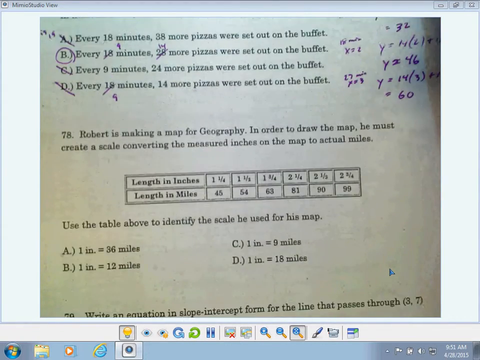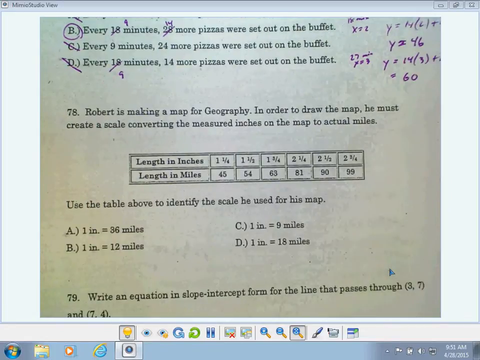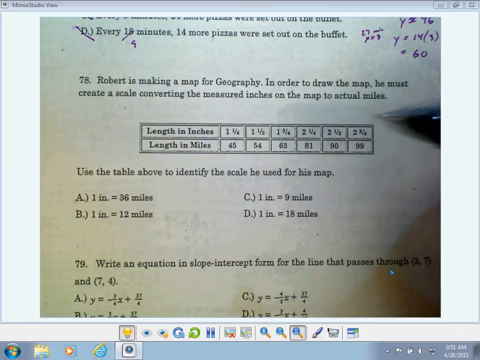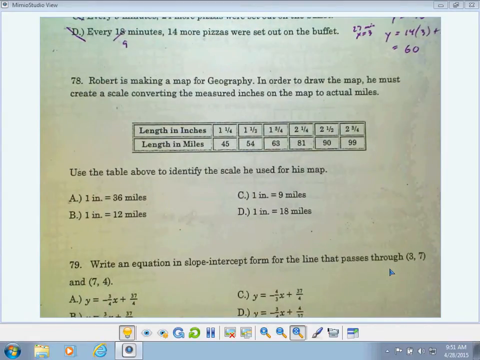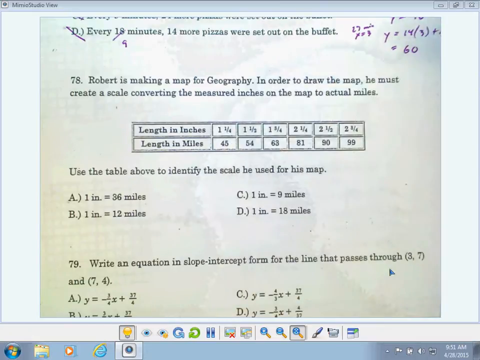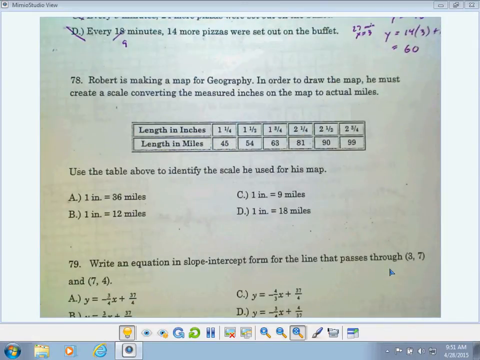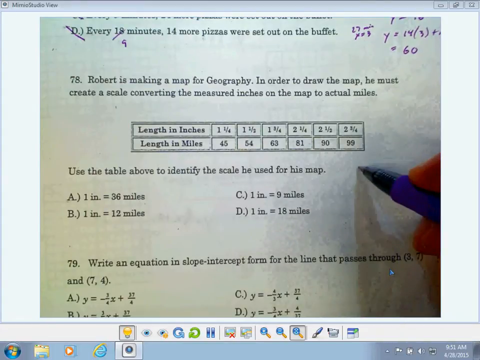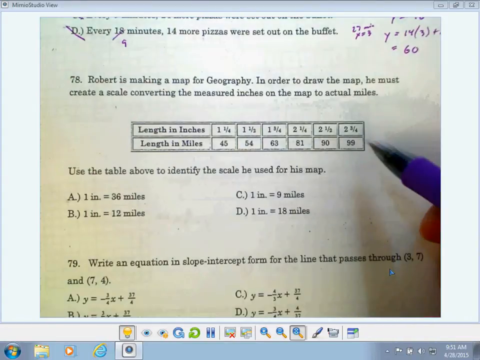Okay, number 78. It says Robert is making a map for geography. In order to draw the map, he must create a scale converting the measured inches on the map to actual miles. Okay, so we have inches and miles. Use the table above to identify the scale he used for his map. Okay, so if we look at it like this, 1 1/4 inch is the same as 45. Well, we could probably do a proportion. How about that? 1 1/4 inch is 45.